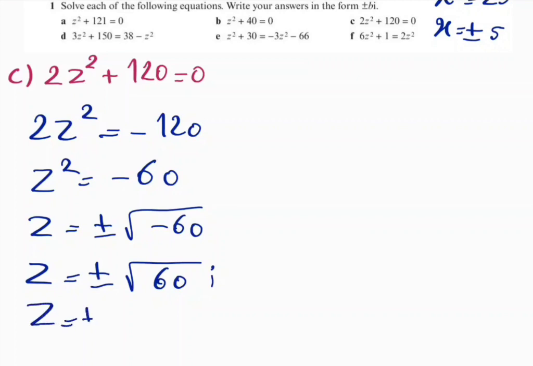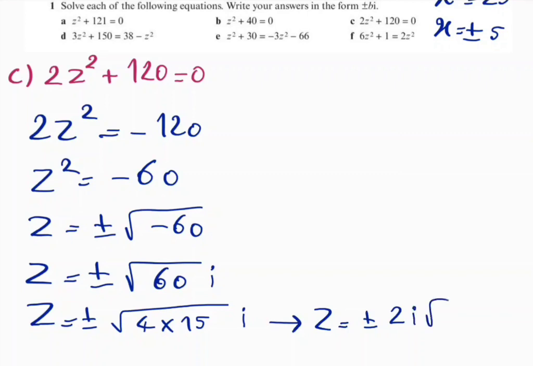So we can write 60 as 4 times 15i, and we know that the square root of 4 is 2, so that we get z is equal to plus or minus 2i root 15. And this is the final answer. So we have two roots, basically two complex roots. One is 2i root 15, the other one is minus 2i root 15.